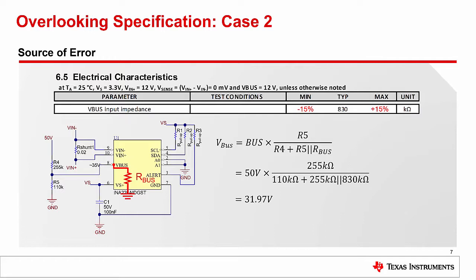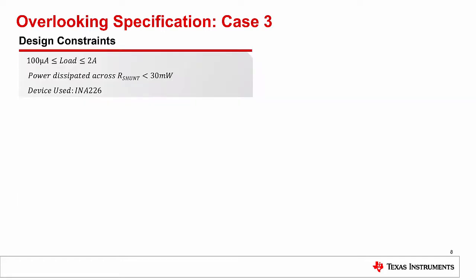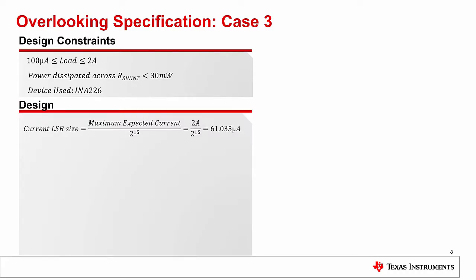While on the topic of power monitors, let's look at another example involving the INA226. In this case, we are told we need to be able to measure 100 microamps to 2 amps and keep the power dissipated across the shunt at 30 milliwatts. While investigating the part, we find some useful design formulas. One we use to calculate the LSB value for our current register when the max current is 2 amps. From that calculation, we see that we get a value that is below the range minimum.